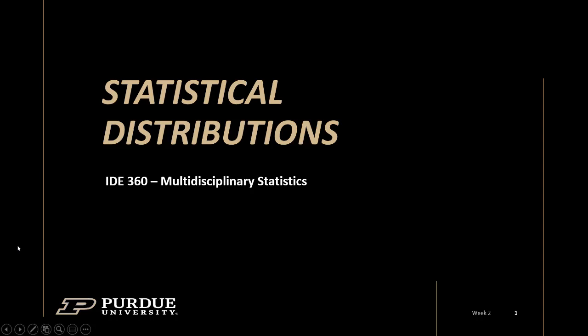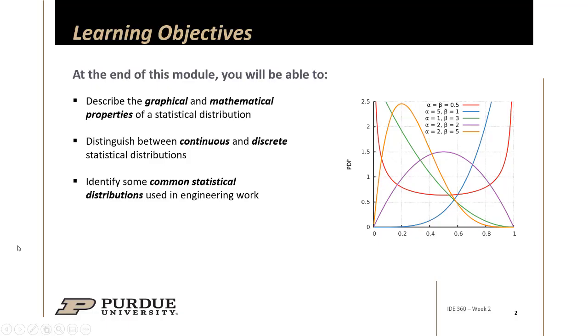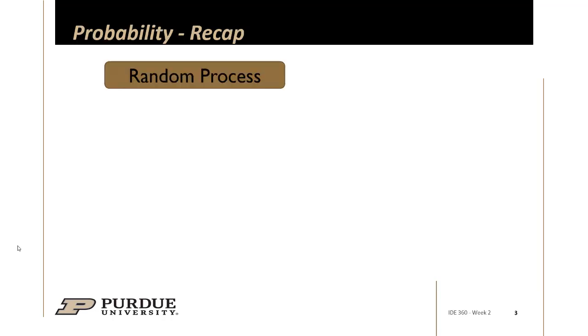This is your online module on statistical distributions. At the end of this module, you will be able to describe the graphical and mathematical properties of a statistical distribution, distinguish between continuous and discrete statistical distributions, and identify some common statistical distributions used in engineering work.